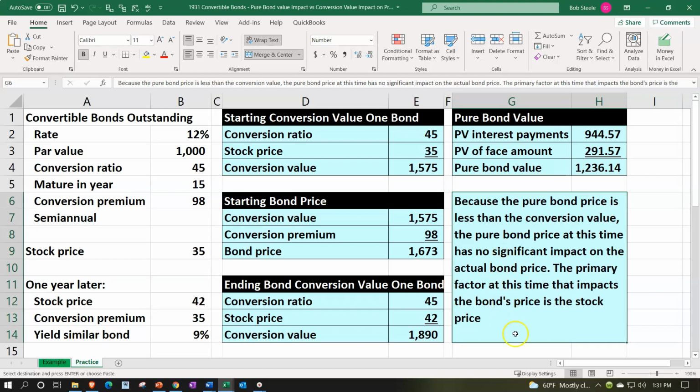Because the pure bond price is less than the conversion value, the pure bond price at this time has no significant impact on the actual bond price, because you would basically be thinking it's less than what you can convert for, so you would value it at the higher option, which would be the conversion option, since you have the ability to do so and the stock's value is higher than the pure bond price. So the primary factor at this time that impacts the bond's price is the stock price.